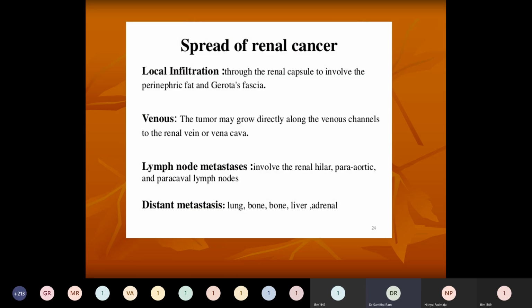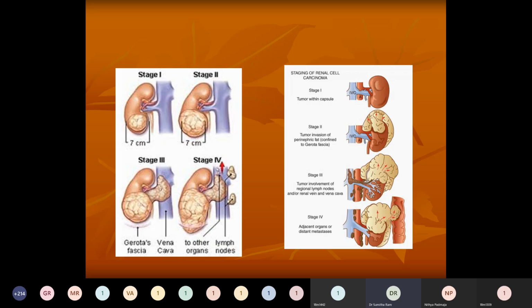The spread of renal cancer: it can spread through local infiltration through the renal capsule to involve the perinephric fat and the Gerota's fascia. Venous involvement: it may grow directly along the venous channels to the renal vein or the vena cava. Lymph node metastasis: the lymphatic involvement can involve the local lymph nodes and also the inguinal group of lymph nodes. And distant metastasis is to lung, bone, brain, liver and adrenal glands.